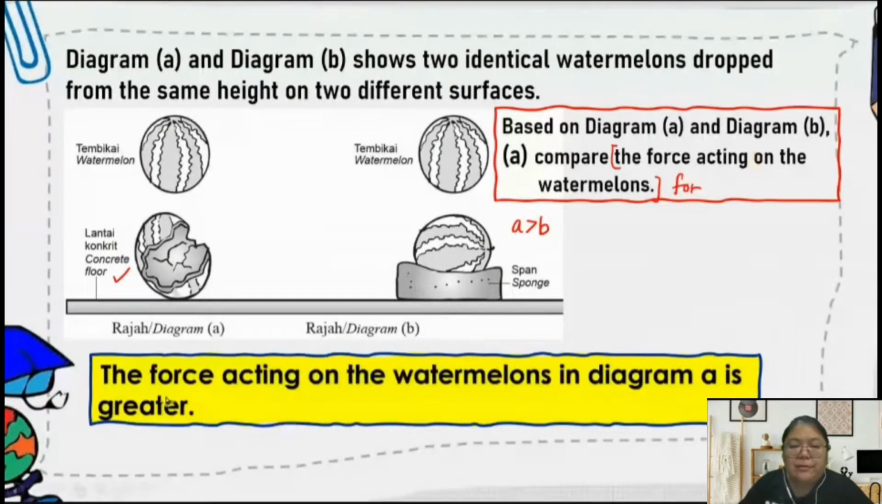So from here I find that the force acting on the watermelon in diagram A is greater than B. Just writing greater also can. Larger, greater, bigger, also can. Okay, this one is called a comparison question.